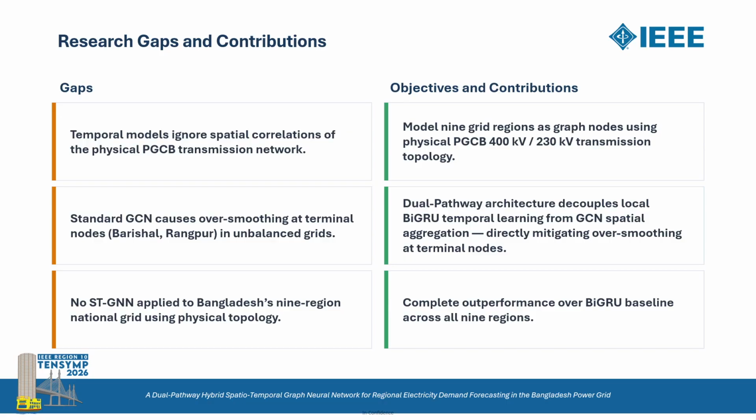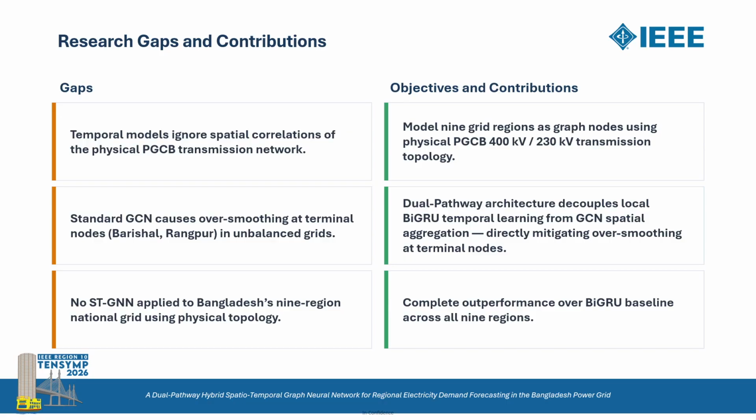Before the gaps, allow me 30 seconds of background so that the rest of the talk is clear. Bangladesh National Grid is operated by a utility called PGCB, Power Grid Company Bangladesh. For forecasting, the country is divided into 9 regional demand zones. These zones are linked by high voltage transmission lines, and crucially, that connectivity is very uneven. On the central hub, the capital Dhaka connects to 6 other regions. Meanwhile, some peripheral regions at the country's edges connect to only one. Please keep this imbalance in mind because it drives the entire problem.